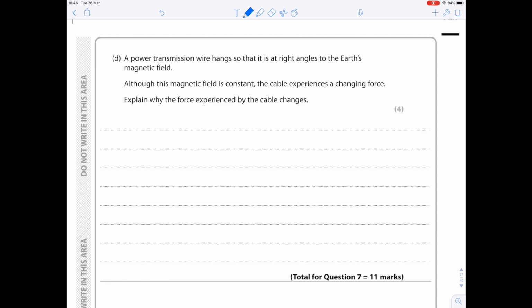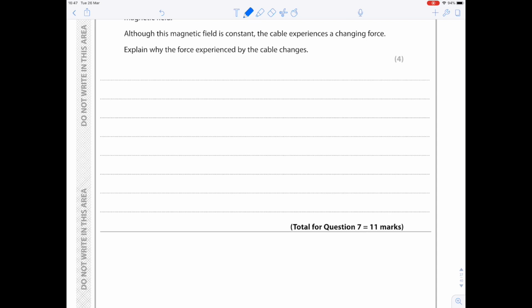Hard question here, because this is even more complicated than a normal answer stating the motor effect. We need to first of all describe why there's a force and then talk about why it constantly changes. So start by writing that the transmission wire carries an alternating current.